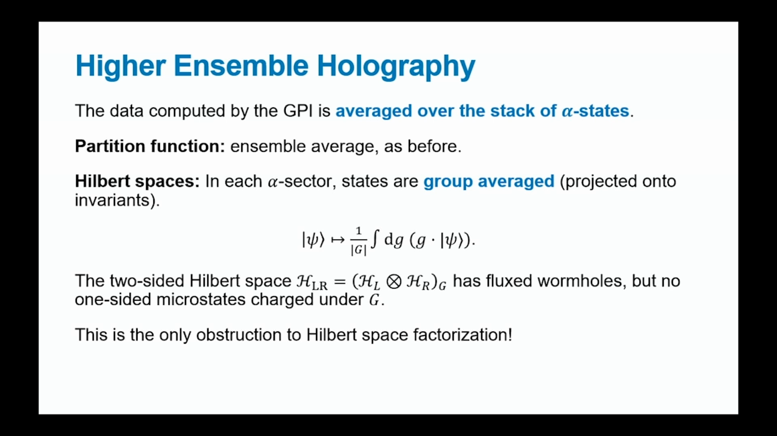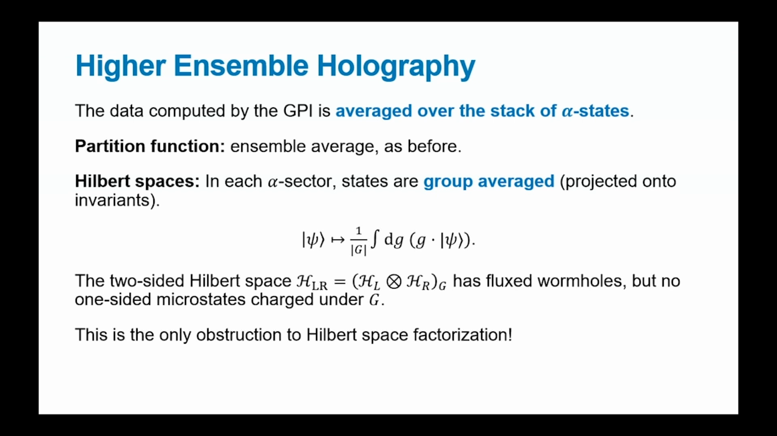So what this means is that the two-sided Hilbert space could have fluxed wormholes where G gauge flux goes through the wormhole, but we don't have one-sided microstates because they've been projected out by the group average. You violated disjoint additivity. Yes, I have. But I'm not trying to talk about a UV complete theory here.